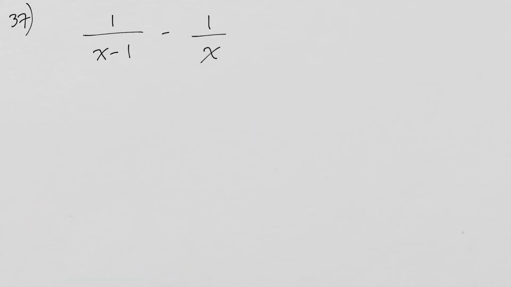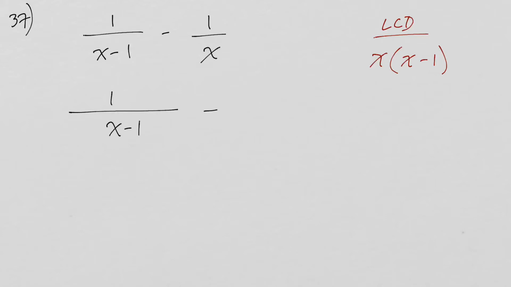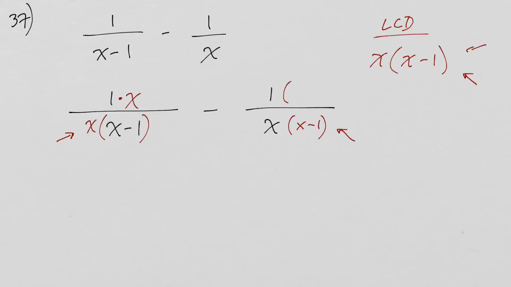Okay, here I'm going to determine my LCD. These are entirely different factors, so my LCD is just the product of those two things. So here, I'll write this down again. And in order to make this here look like this, I must multiply by x. So I do that on the top as well. To make this look like this, I have to multiply by x minus 1. So I do that in the top as well.